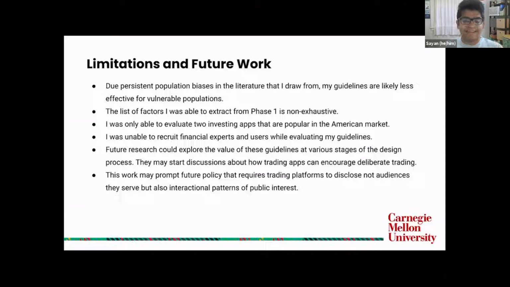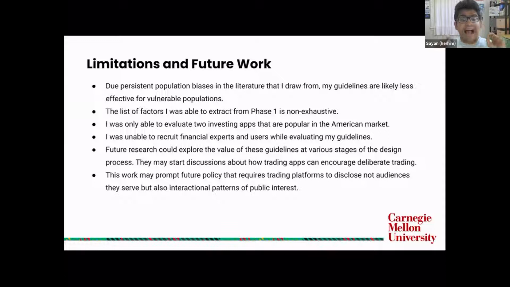Furthermore, while I conducted my evaluation with HCI researchers and designers who were knowledgeable about the design process in general, I am missing two important voices, of financial experts and of users of investing apps, while I evaluated my guidelines. All of these could be productive areas of future work.